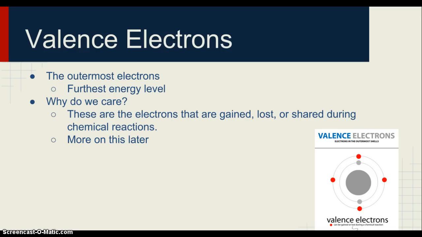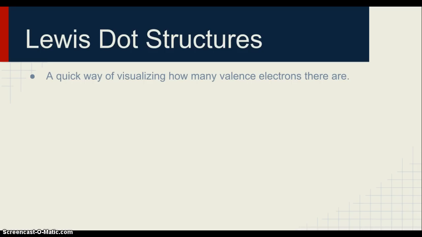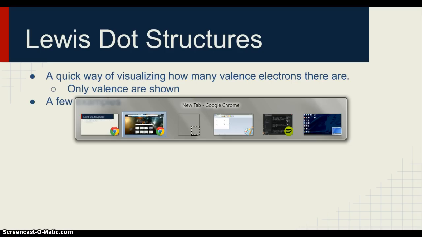For example, the electron configuration of fluorine: 1s2, 2s2, 2p5. We only care about the 2s2 and the 2p5. Those are the outermost electrons. We can also draw that with something called a Lewis dot structure. On Lewis dot structures, only the valence ones are shown. Let's take a look at a few examples.